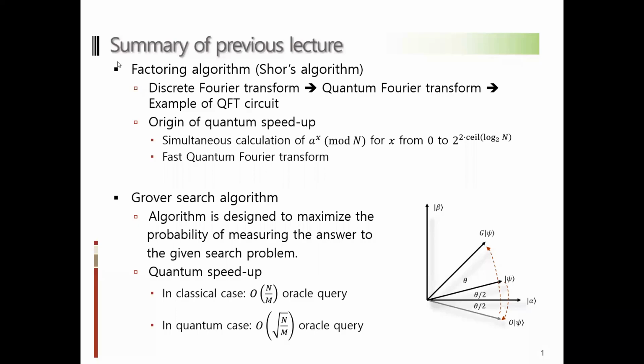Let's begin with the summary of the previous lecture. In the last lecture, we covered two of the most important quantum algorithms. The first one was the factoring algorithm, and the second one was the Grover search algorithm.